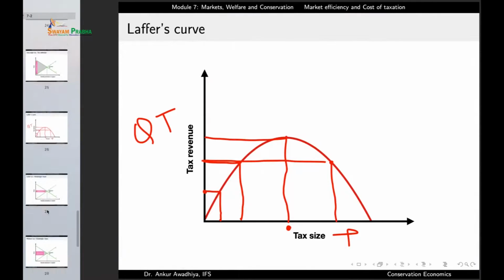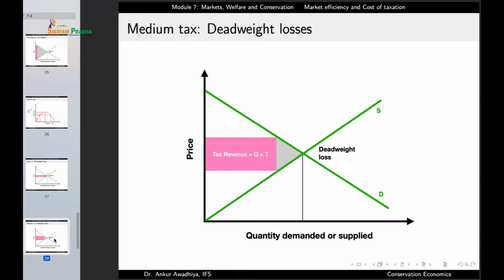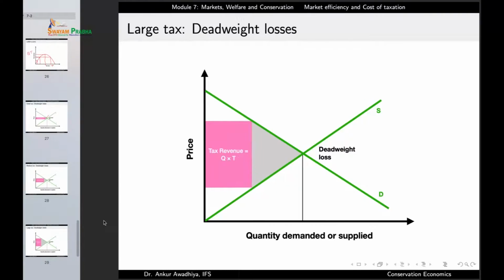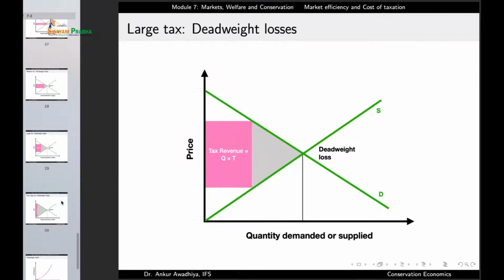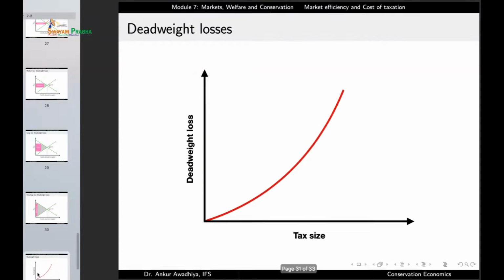But another thing also happens at the same time. Now, if you concentrate on the deadweight losses, when the t value is very small, then the deadweight loss is given by the area of this triangle in gray color. So for a very small amount of t, this area is small. When t increases, the area of the gray colored triangle increases. So the deadweight losses increase. When t increases even further, the deadweight losses increase even more. And for a very large amount of t, the deadweight loss is even more. So what is happening is that when t increases, the deadweight losses go on increasing.